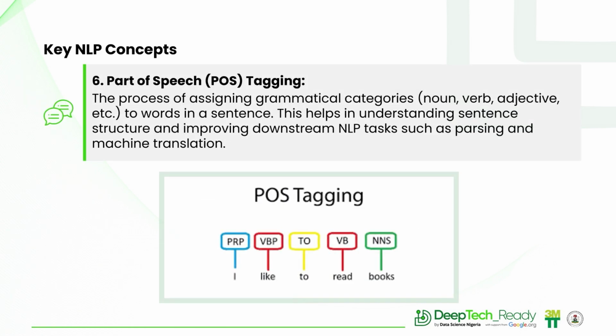Then we have part of speech tagging. POS tagging assigns grammatical labels to each word in a sentence, like noun, verb, adjective, etc. This helps machines to understand how words function within a sentence. For example, in "dogs run fast," dogs is a noun, run is a verb, and fast is an adverb. It's useful in grammar checking, text analysis, and syntactic parsing.